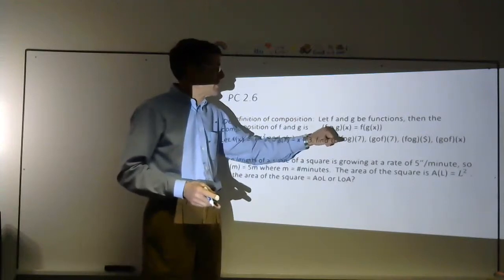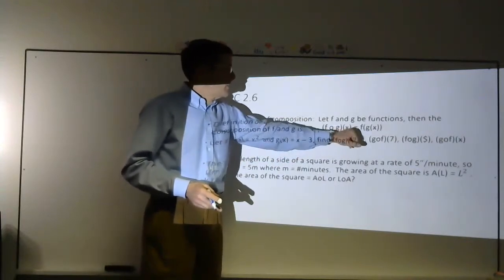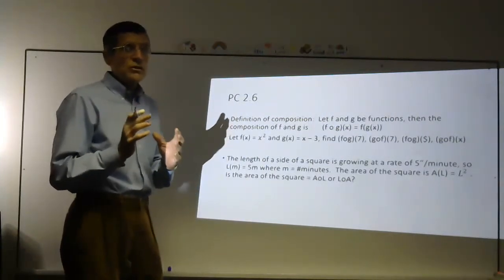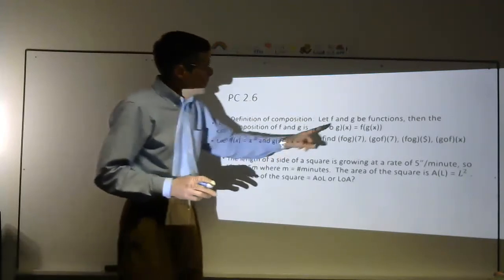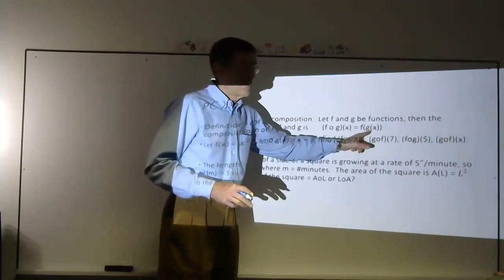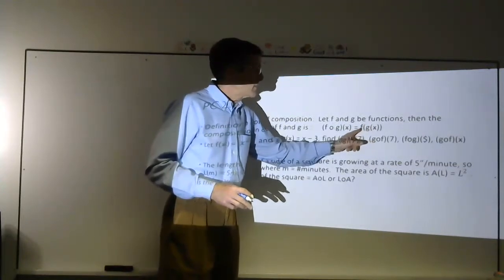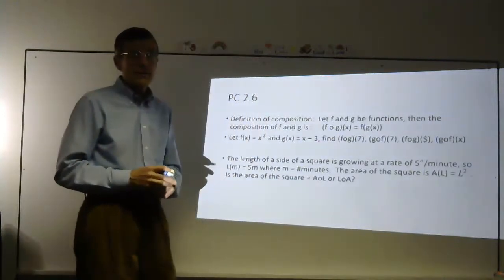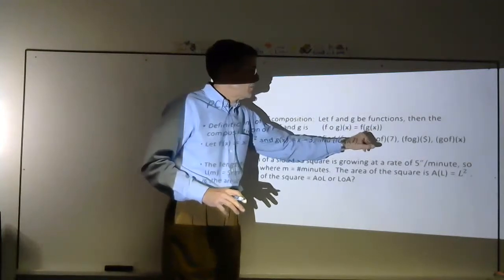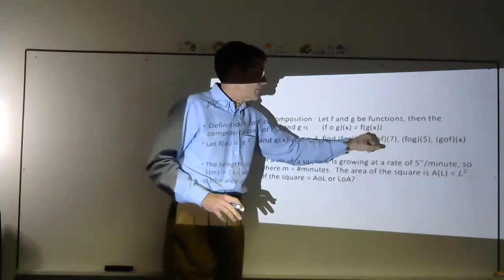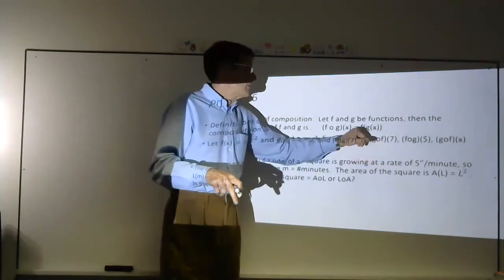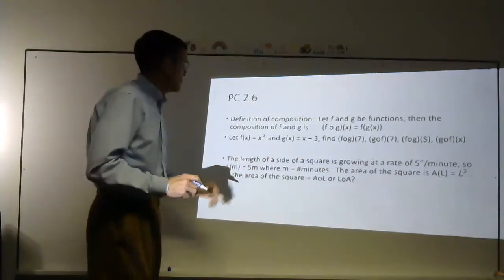This is a tiny circle. f circle g of x is equal to f of g of x. And remember, you always do what's inside of parentheses first. So you would have to do the g of x first, get your answer, and then put it in for the x in the f of x function. I'll say it again. f circle g of x is f of g of x. You must do the second one first, get that result, and put it in as the x value for the f function. So let's try some problems.